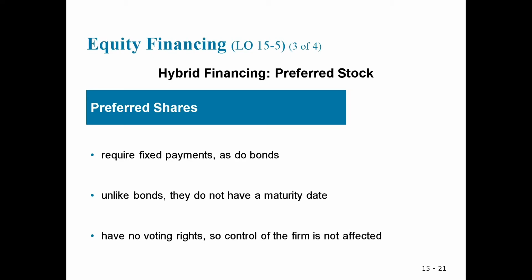Hybrid financing, preferred stock. Like bonds, preferred stock has payments for fixed amounts, but unlike bonds, it never matures and can be held indefinitely. No dividends need be paid if there was no profit, and when dividends are paid, preferred stockholders are paid before common stockholders.